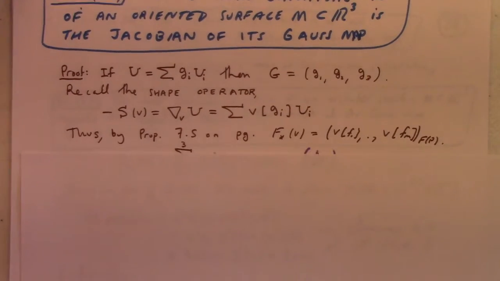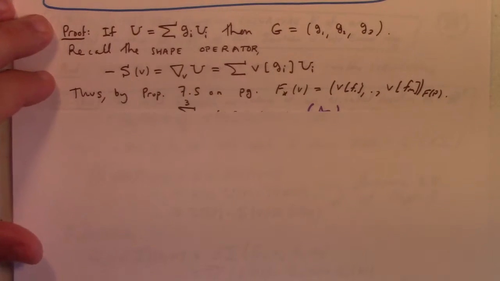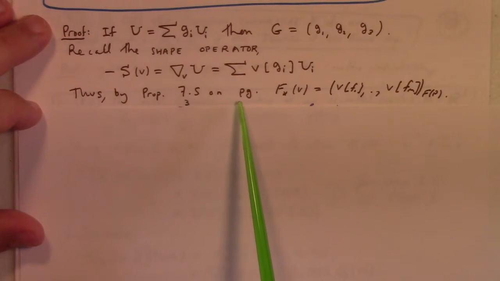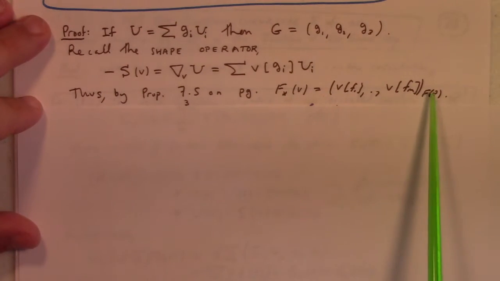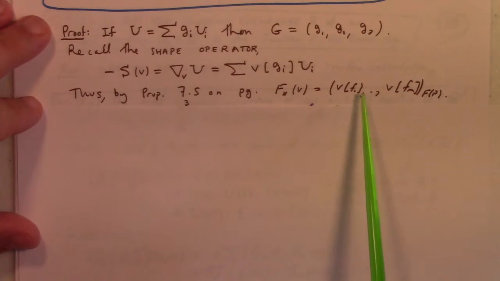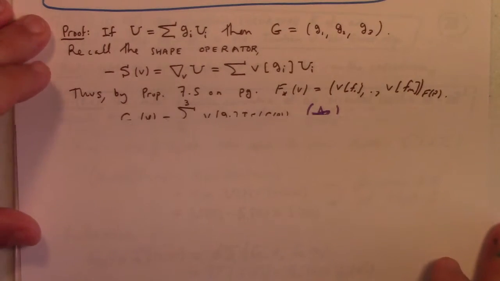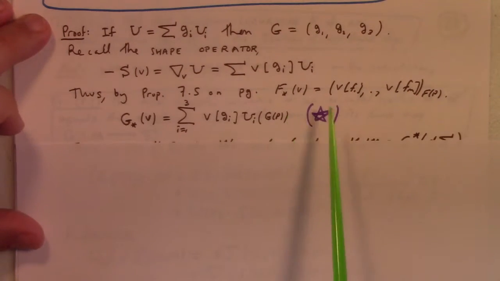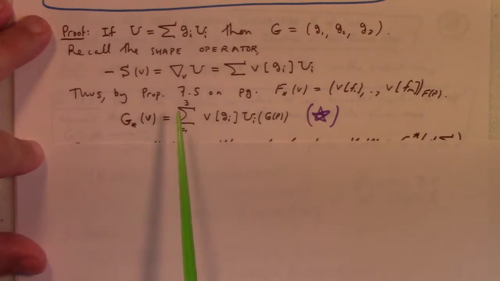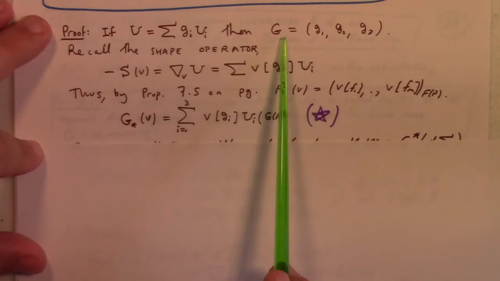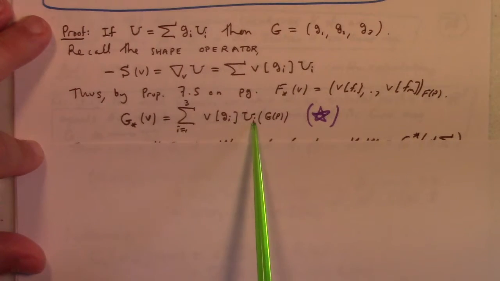So, great. By proposition 7.5, this is the formula for the push forward. It's basically a vector of directional derivatives when you're dealing with a function like this, which we've worked out before. And so when you do that, the push forward under the Gauss map of V is V of g_i, u_i at G of P.